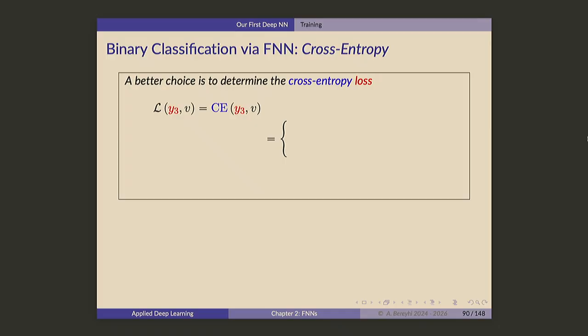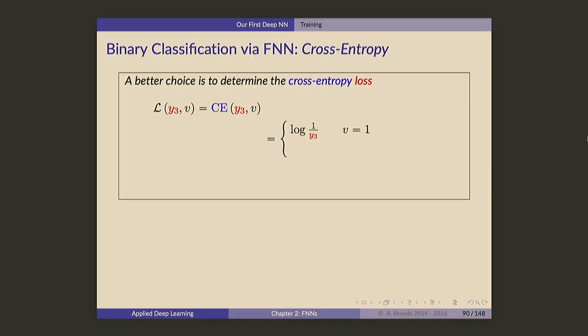I want to have y3 close to v. Now, let's say v equals 1, so I want y3 to be very close to 1. Look at this term, log of 1 over y3. When y3 is exactly 1, what's going to be the loss? It's 0, because log of 1 is 0. Now, if y3 starts to decrease, y3 can only be between 0 and 1, what's going to happen to this term?